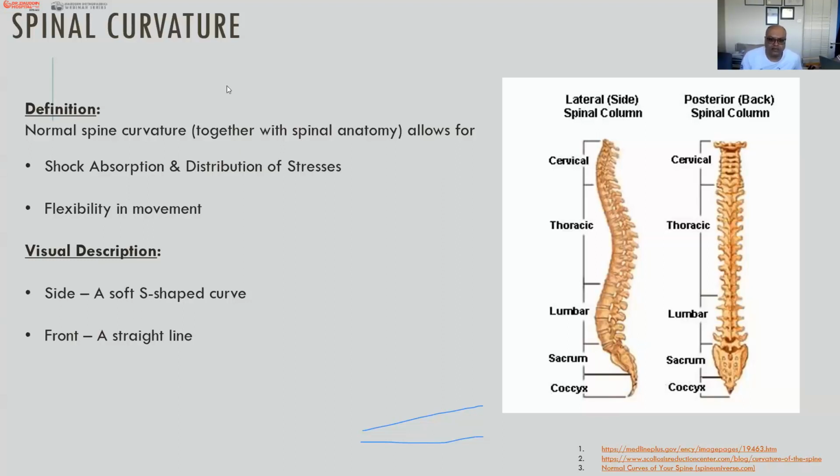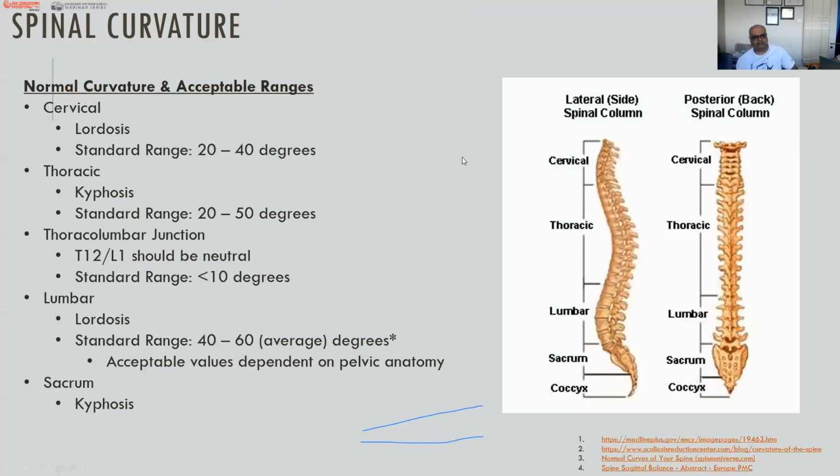Okay, move on to the next slide. Now, normal spinal curvature is roughly 20 to 40 degrees of cervical lordosis, 20 to 50 degrees of thoracic kyphosis, and up to about 40 to 60 degrees of lumbar lordosis. These are acceptable values. The sacrum has a kyphosis.